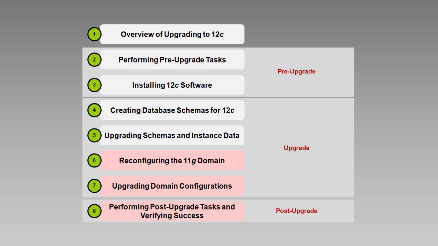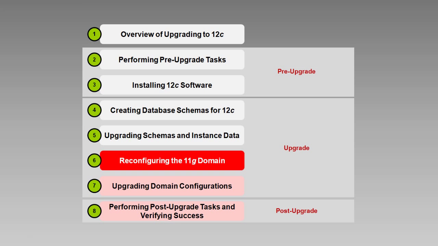This is the sixth in a series of eight videos about upgrading Oracle BPM Suite to version 12c. At this point, we're well into the upgrade process. We've created new database schemas and upgraded our database schemas and instance data. In the background, closed instances are being migrated as well. In this video, we'll run the Reconfiguration Wizard to reconfigure our 11G domain.